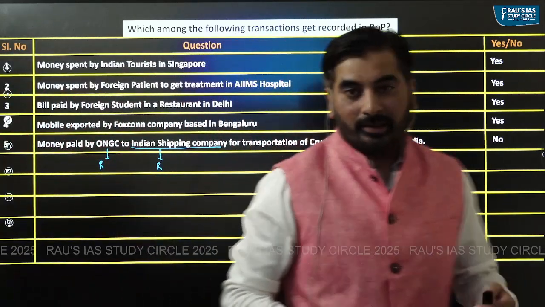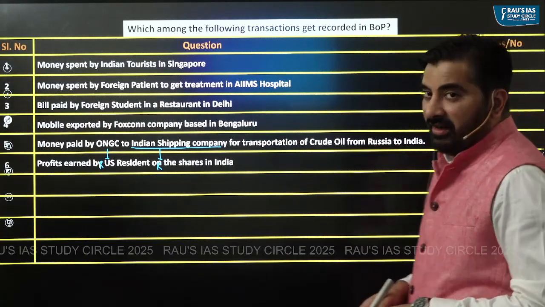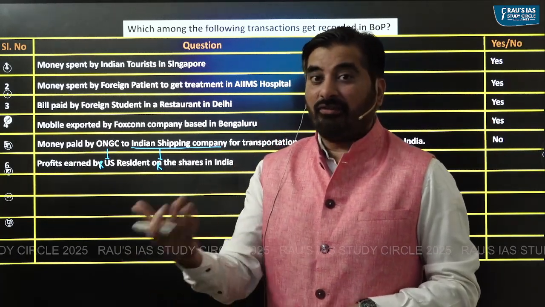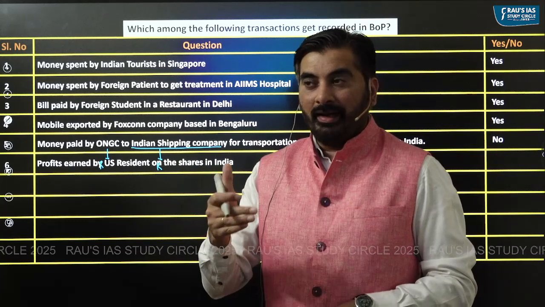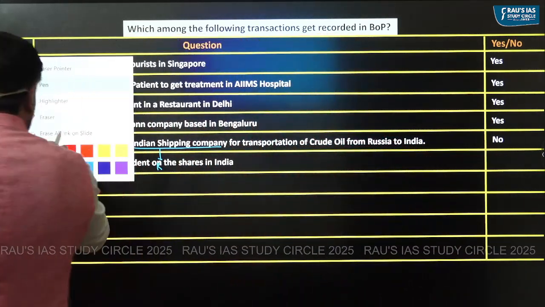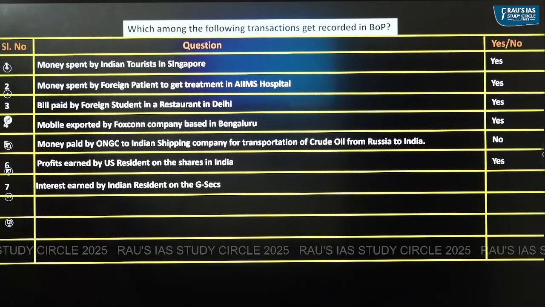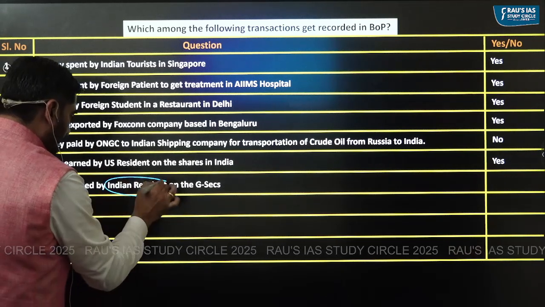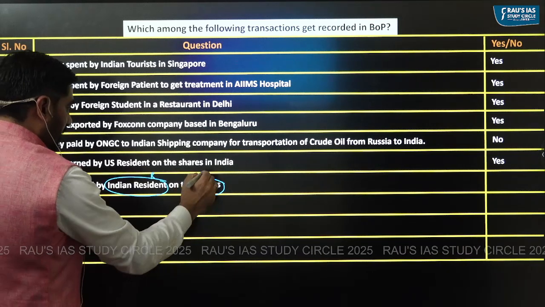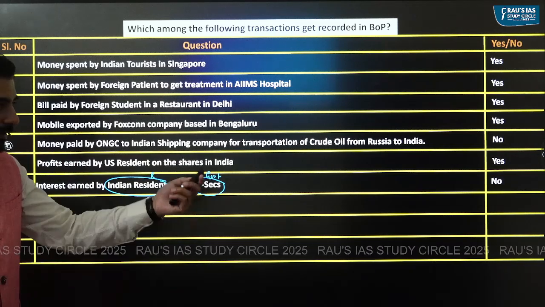of payment. Profits earned by a US resident on the shares in India. Obviously, it will be accounted as what? Factor income earned by non-residents from residents. Interest earned by Indian residents on government security. An Indian resident is a resident of India, and interest on government securities is paid by the Indian government. Both are residents of India, right? So it will not be accounted.